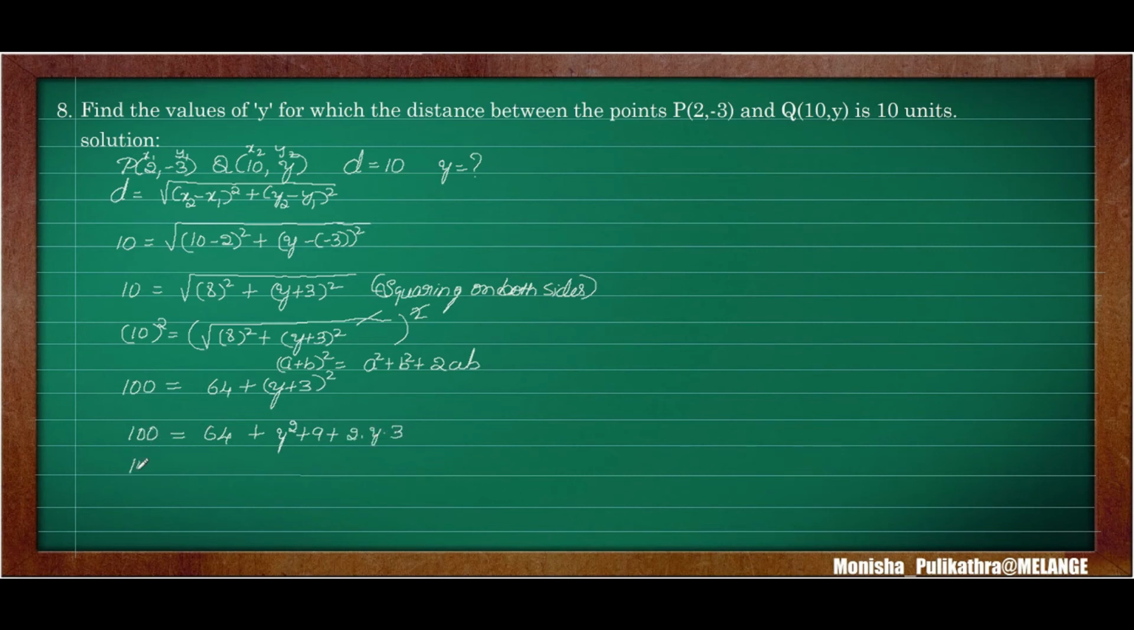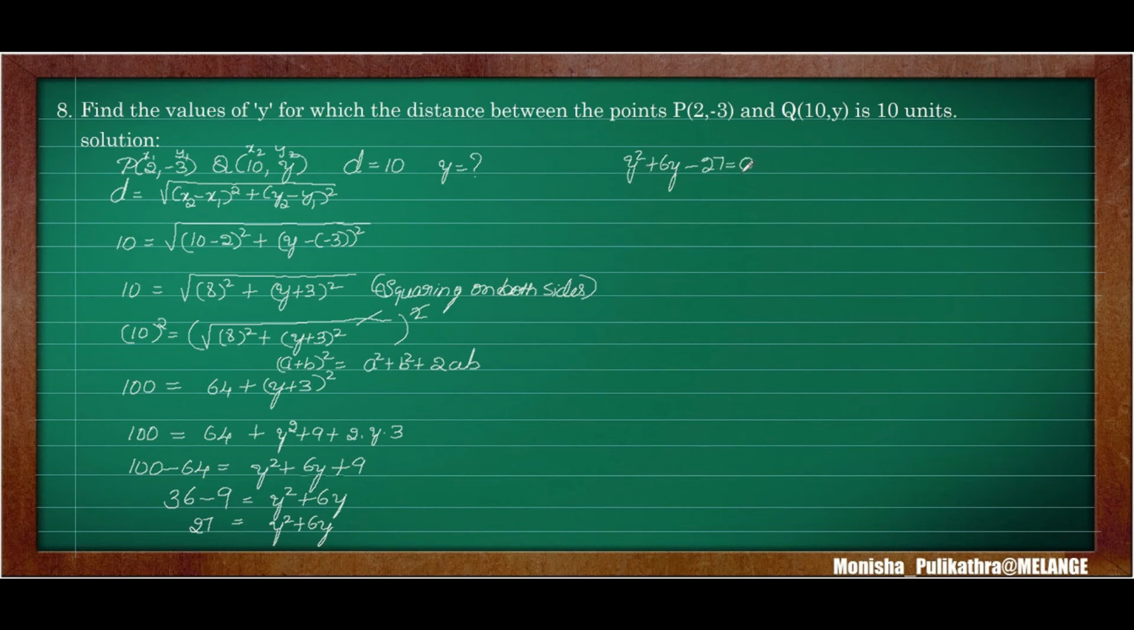Next, 100, I will shift the 64 this side, it will become minus 64. So y square plus 2 3s are 6y plus 9. So 100 minus 64 is 36. Next I will shift this 9 to this side, it will become minus 9, is equal to y square plus 6y. So 36 minus 9 is 27 is equal to y square plus 6y. So we can take it in the form of a quadratic equation, that is y square plus 6y. If I shift 27 this side, it will become minus 27 is equal to 0.